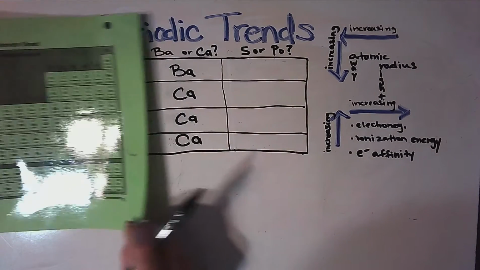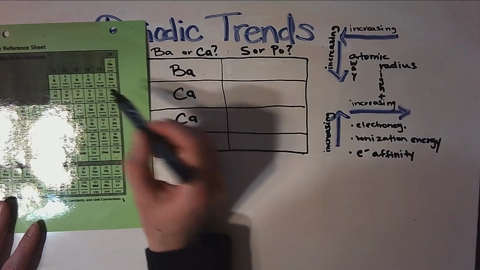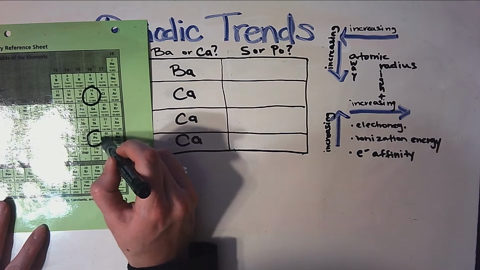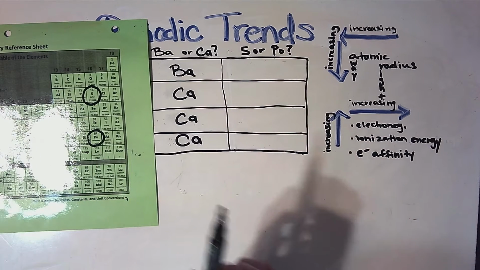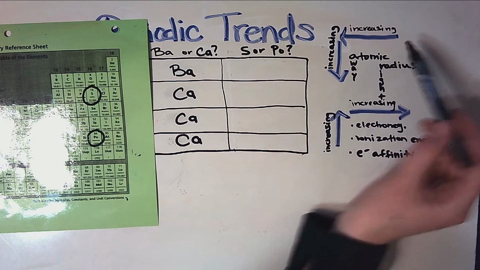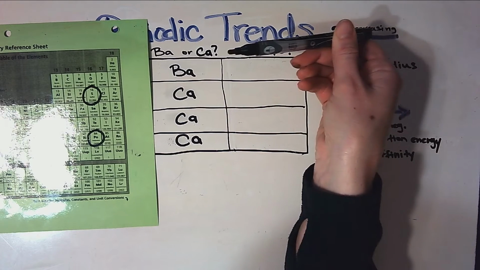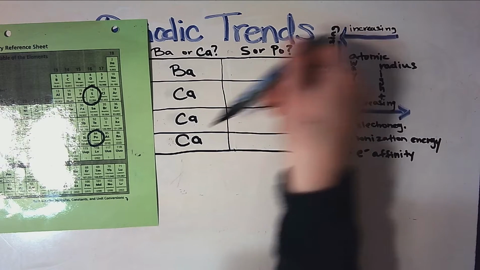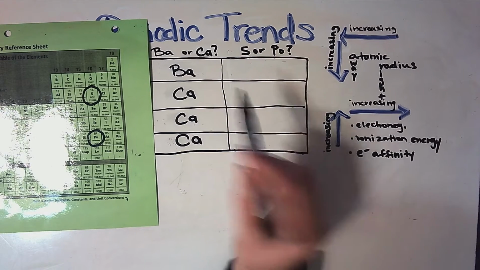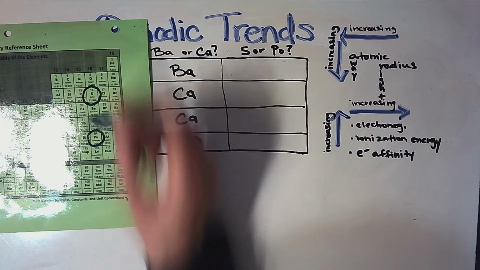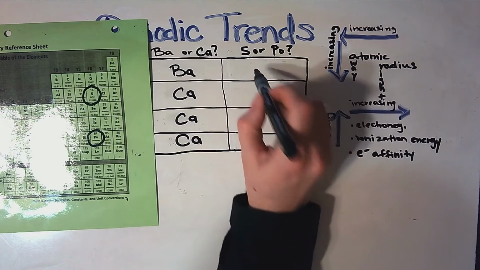So sulfur versus polonium. Here is sulfur. Here is polonium, so PO for polonium. Same thing as before. This top one is for atomic radius. So atomic radius increases as you go to the left in the period and down in a group, or the one that's further over and down to the left. So for sulfur and polonium, polonium will have a higher atomic radius because it is further down in the group. So polonium.